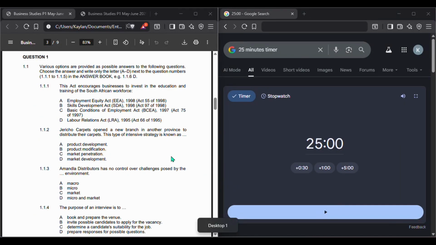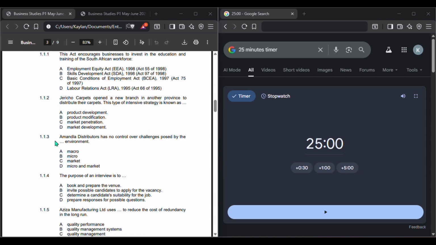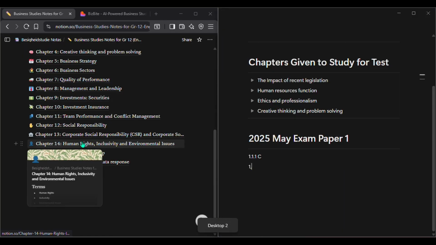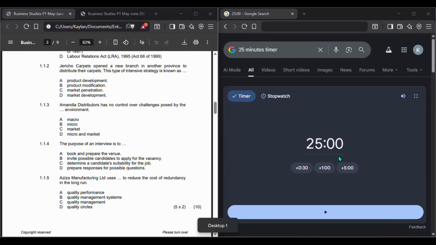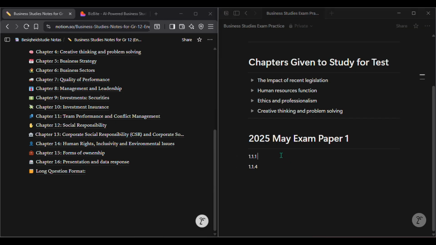1.1.2 does not fall within what we need to study. 1.1.3 also not. 1.1.4, however, does fall inside of it, so we go ahead and do that. And the answer to that one is, wait, I answered that incorrectly right there. That one is B and this one is C.